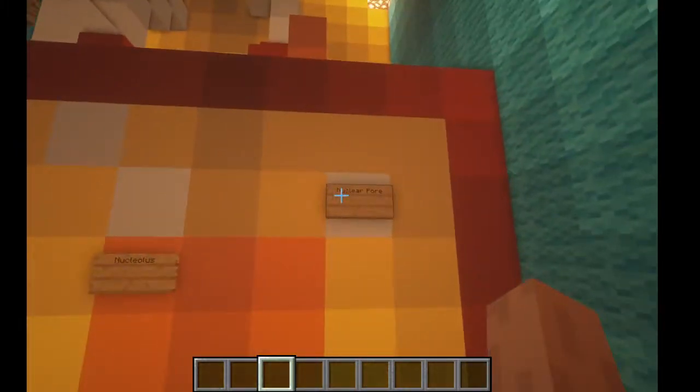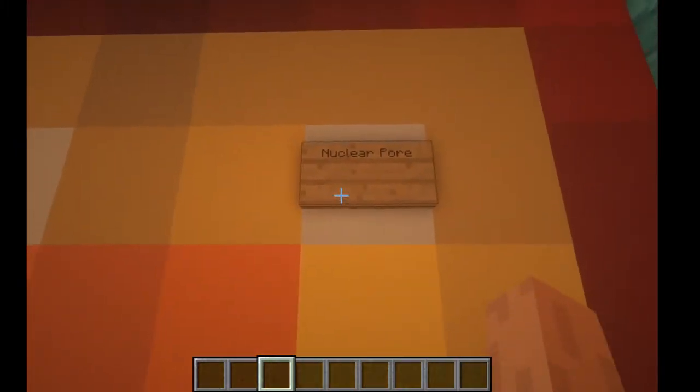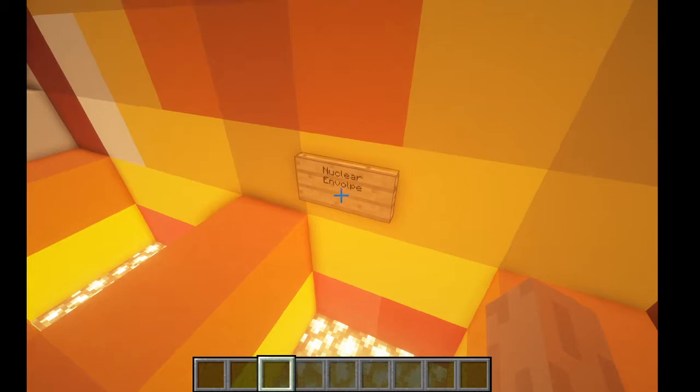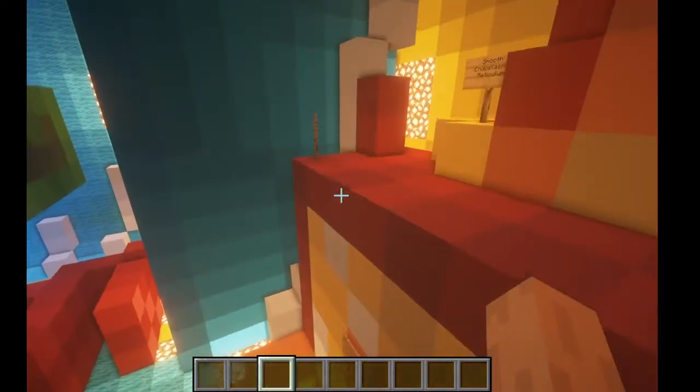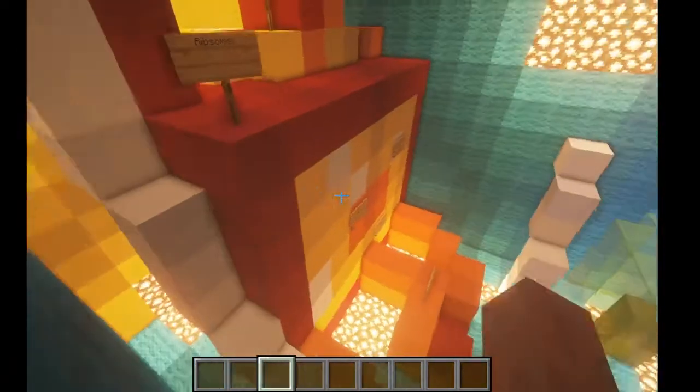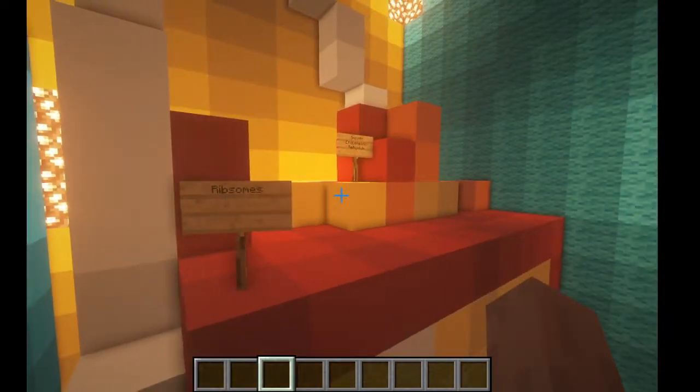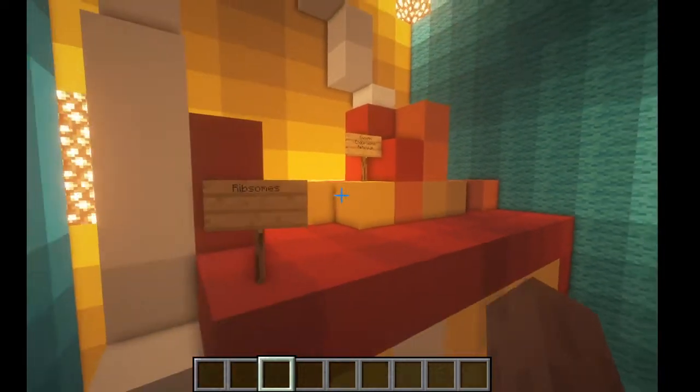Now, this white little thing is called a nucleus pore, and the yellow surrounding it is called a nuclear envelope. No, not a nuclear war gun. No, it is nuclear envelope. Now, when you go to the top of the nucleus, you can see ribosomes. Ribosomes make protein for the cell.